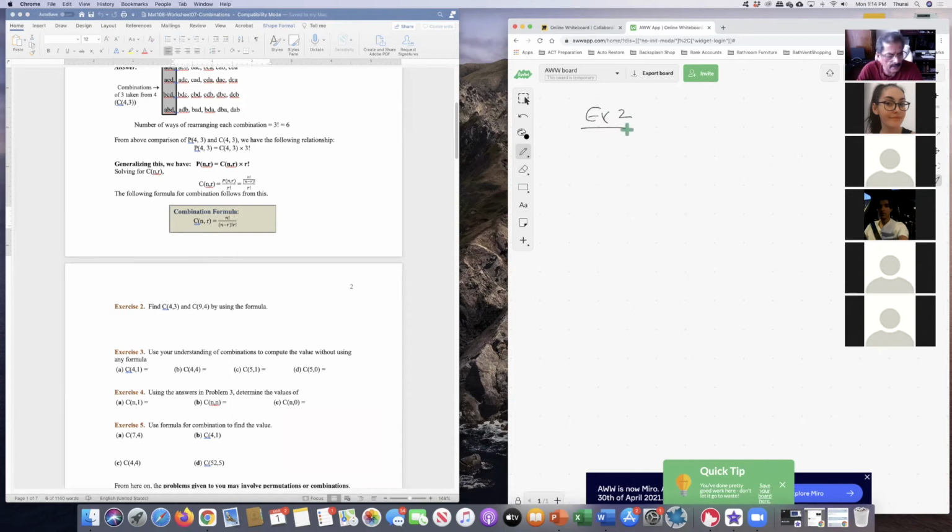It says find C43 and C94 by using the formula. C43 would be factorial 4 divided by factorial 4 minus 3, which is factorial 1, times factorial 3. That's what we just did in our formula, because CNR is, let me write that again, CNR is factorial n over factorial n minus R times factorial R. Does that say factorial 1 next to factorial 3? Yes, because 4 minus 3 is 1.